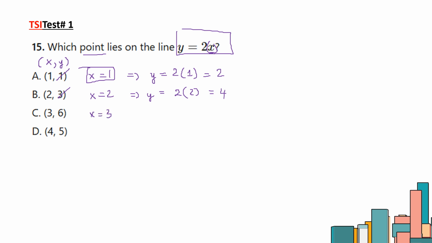Then x = 3, and then we try x = 4 as well. So y = 2, and then x in the parenthesis. Okay, so 2 times 3 is 6. This is correct. But we have to check D as well, so we make sure we don't make any error. y = 2 times x, so x = 4. We plug in the parenthesis. We have 2 times 4 is 8, and not 5. Okay, so C is the correct answer.